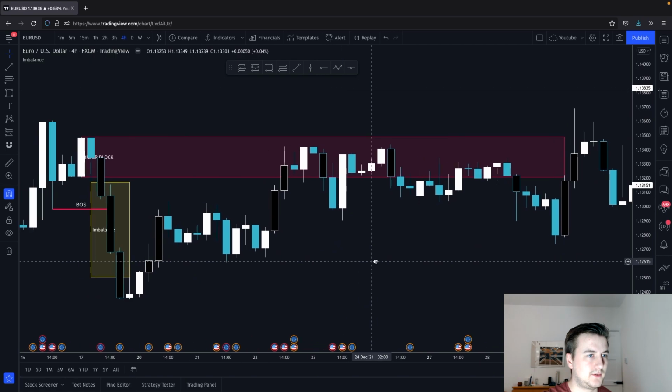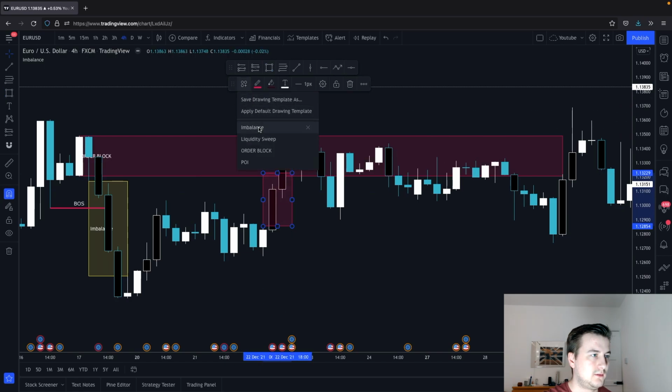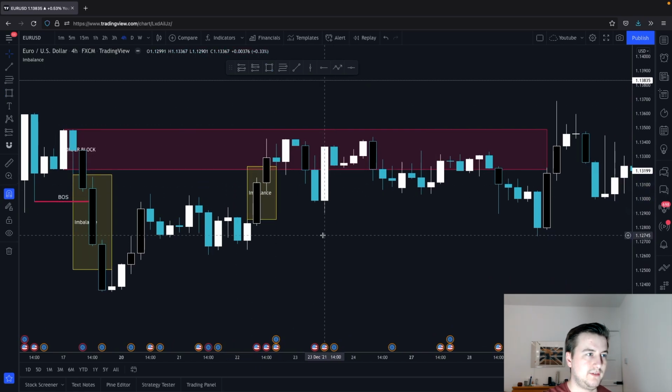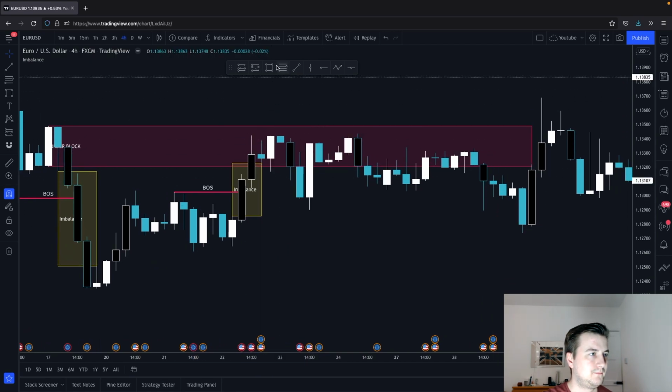So what do we look for next? Here we have imbalance, like so, and you can literally ping pong these off each other. Imbalance with a break of structure, there we go, and then the order block is the last down move before the up move.